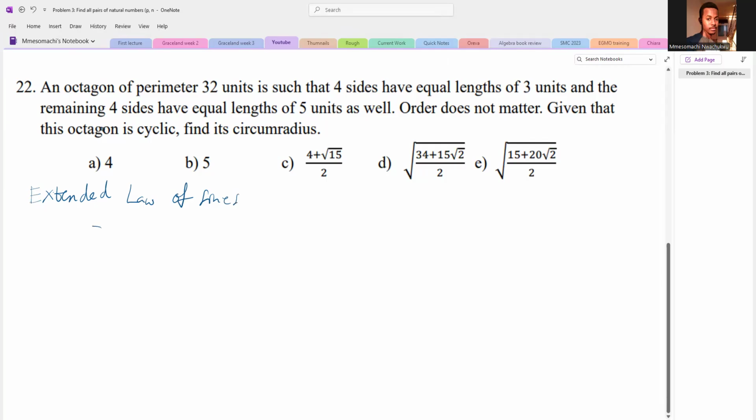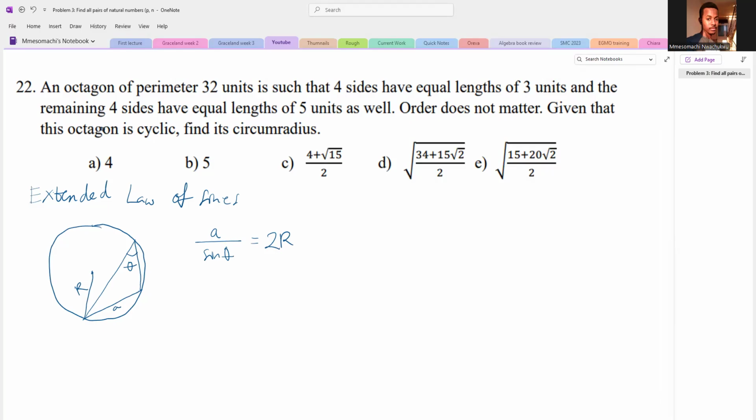So if you have a circle and you have a random chord, let's say A, then whatever angle this chord subtends, say theta, we'll have that A over sine theta is equal to 2 times the radius of that circle. Okay, so I'm going to apply that here.